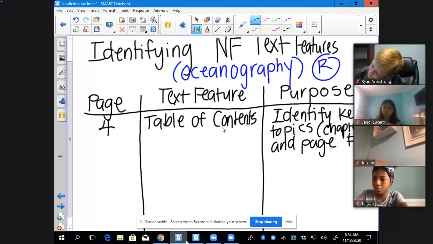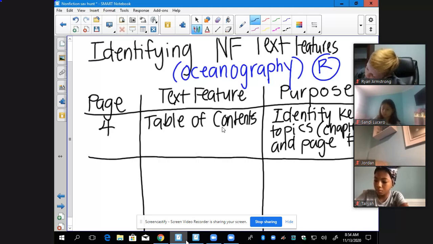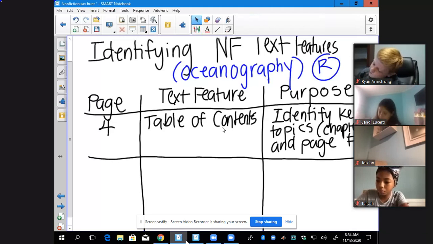Then I'm going to draw a line all the way across. Make sure your line goes all the way across and it's a straight line. My friends at home, you are getting this down so that you can glue it in your reader's notebook on Monday. So the table of contents is helpful because it takes you to the specific chapter that you would like to go to. It tells you the title and it tells you the page number. Identify key topics. It gives me the chapter and the page number.